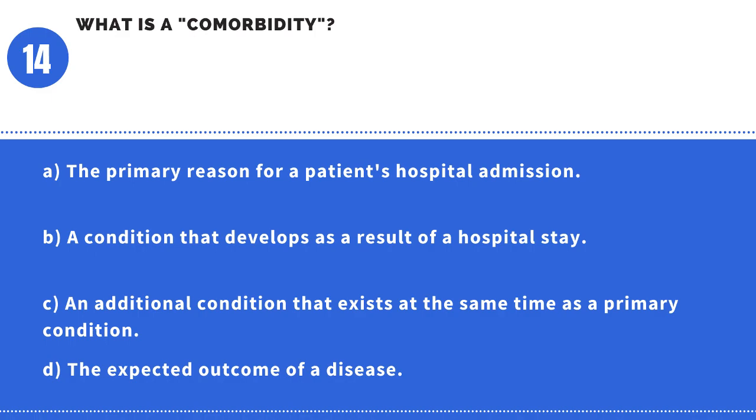Question 14. What is a comorbidity? A. The primary reason for a patient's hospital admission. B. A condition that develops as a result of a hospital stay. C. An additional condition that exists at the same time as a primary condition. D. The expected outcome of a disease.